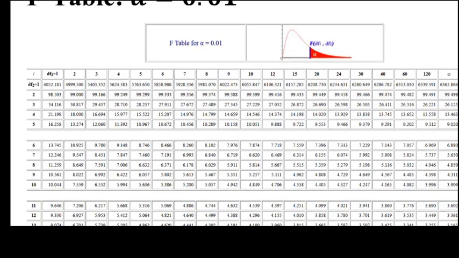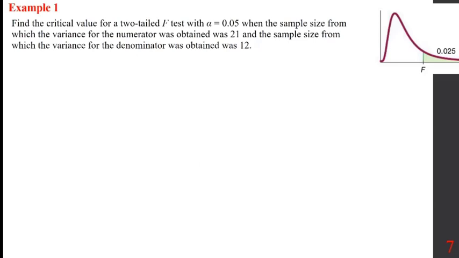But how do we look it up? It's very simple. You first and foremost choose your alpha. Then the degrees of freedom of the numerator is the top row, and the degrees of freedom of the denominator is the left column. Let's start with a simple example. We want to find the critical value for a two-tailed F-test with alpha of 0.05 when the sample size from which the variance for the numerator was obtained was 21, and the sample size from which the variance for the denominator was obtained was 12.